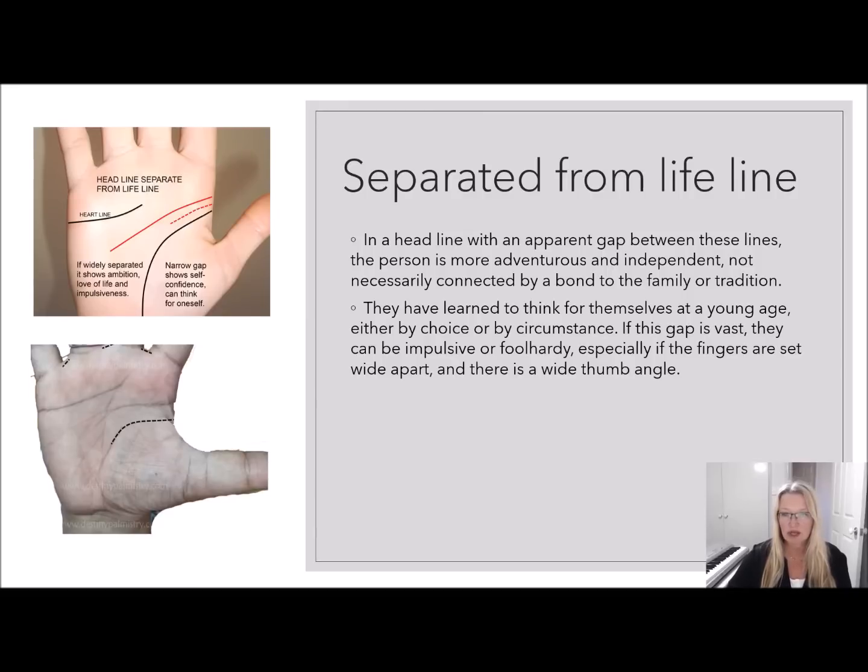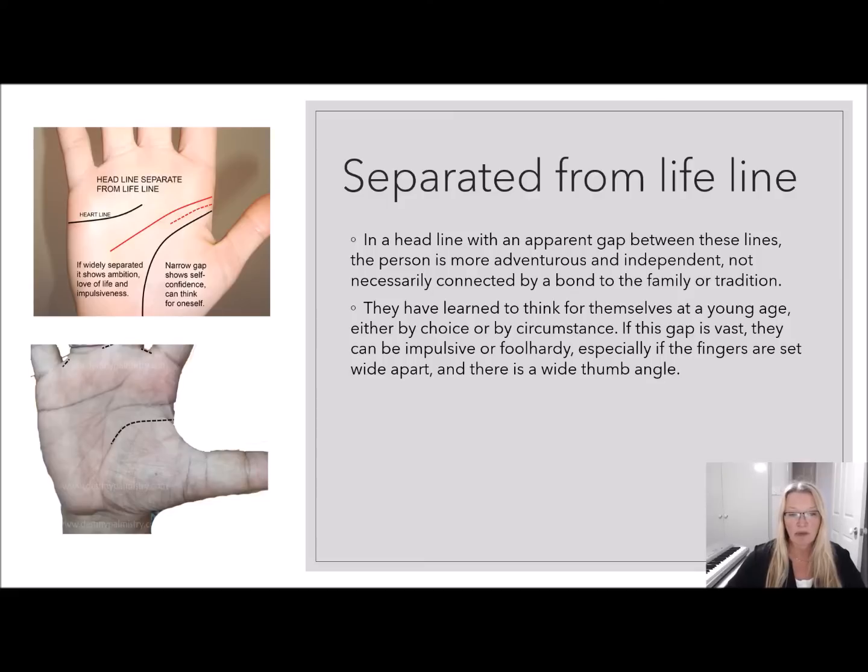Next picture. First thing we're going to talk about is if it's separated from the lifeline. So on the above picture, the straight red line is away from the black lifeline. Widely separated, it shows someone a bit more ambitious and they love life and they're a bit more impulsive. The narrower the gap, the less confidence, but they can think for themselves, so they are confident enough to make their own decisions.